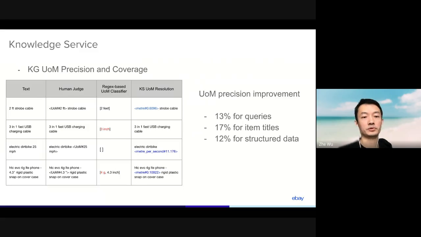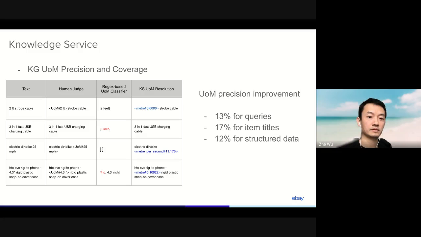So a few examples here. The leftmost column in the table shows the raw text, and the third column shows the regex-based UOM logic. In this particular case, for 2-foot strobe cable, the regex approach is able to identify 2 feet, but the knowledge graph-based approach is able to further canonicalize that. The second example, 3-inch cable.